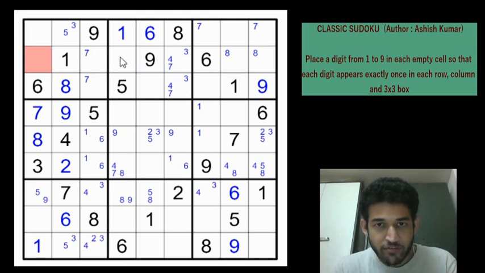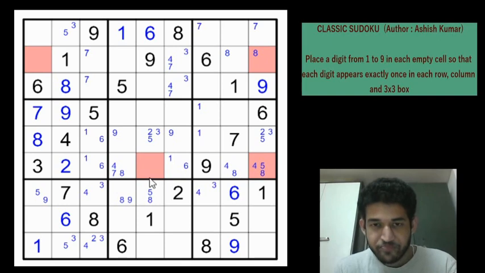5 cannot be in these 2 cells because 5 is here and 5 is here, and 5 cannot be here because 5 is in column 8. So 5 will go in these 2 cells in row 2. Similarly, if you look at row 6, 5 can't be here because it can only be 4, 7, 8, and can't be here, and 5 can only go into this cell.